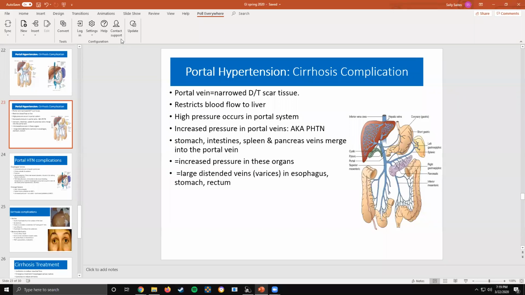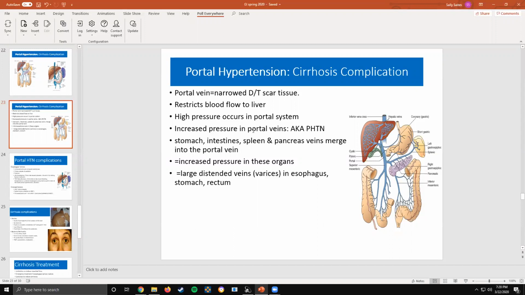Okay, guys, so portal hypertension, let's talk about that first. It's a major complication of cirrhosis. The portal veins within the cirrhotic liver become narrowed and scarred. This in itself restricts the blood flow to the liver, so it would restrict the arterial blood flow, not allowing it to have nice, rich oxygenated blood to try to heal itself.